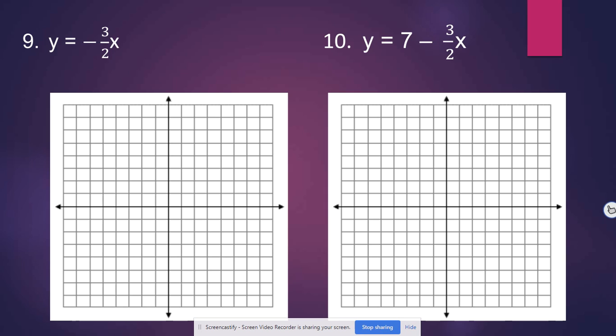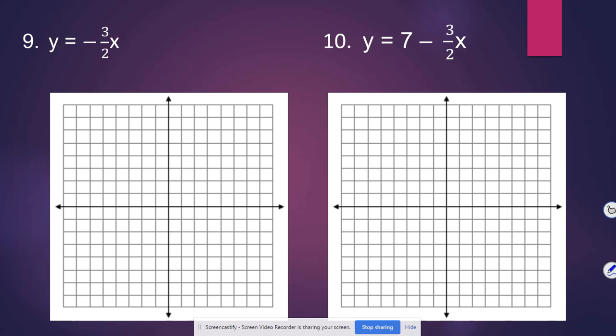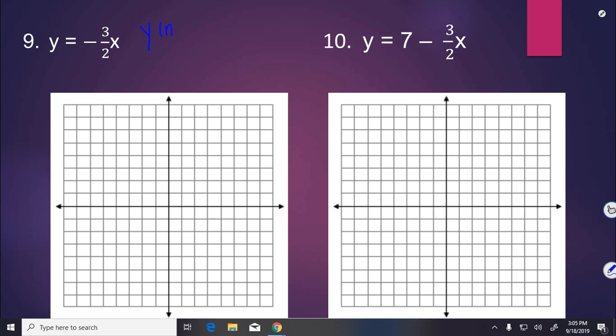So for number 9, now I have -3/2 x. So now, again, my slope is negative. All right, and I don't have a y-intercept, so my y-intercept is 0. And my slope is -3/2. So I'm going to start at 0 on my origin, and I'm going to go down 3, left 2, down 3, left 2, following in the opposite direction, up 3, right 2.